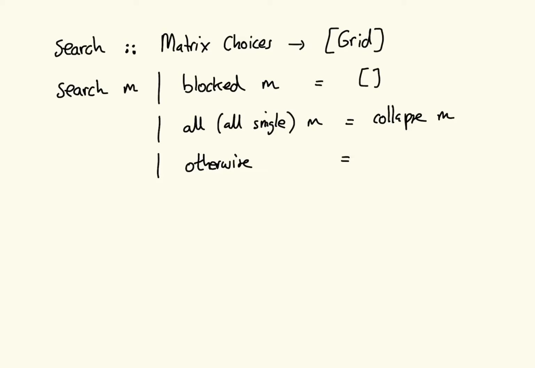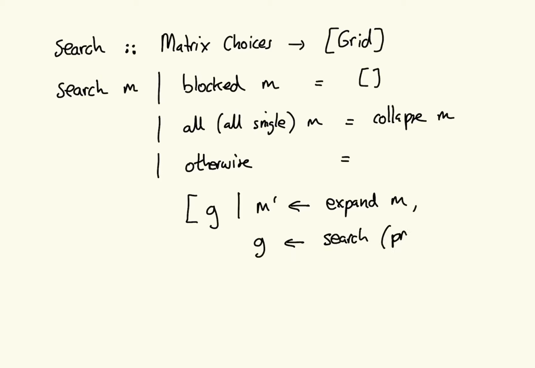So what we're going to do is use a little list comprehension here, and let me write it down, and then I'll explain what's going on. So we're going to expand, and then we're going to have another generator here. So here's the code for the other case. So what's actually happening here? Well, first of all, we're going to expand our choice matrix. And expand is a function which behaves in a similar way to collapse, except it's only going to expand the first cell which has more than one choice.